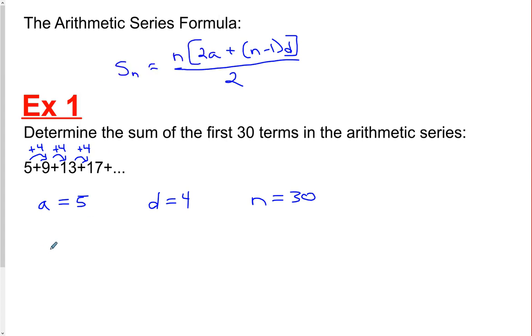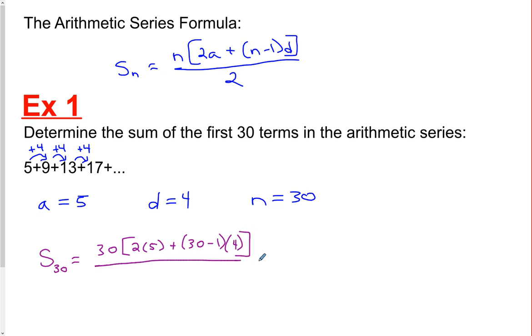So let's do it. Our sum of 30 terms is going to be, let's put in n first. That's 30. Let's put in 2 times a. A is 5. N minus 1. Well, n is 30. So 30 minus 1. Our common difference is 4. And all of that is divided by 2.